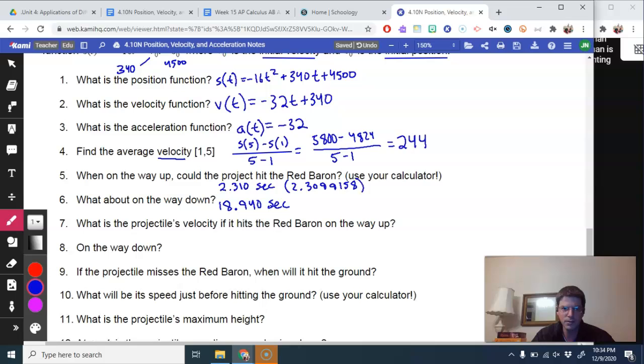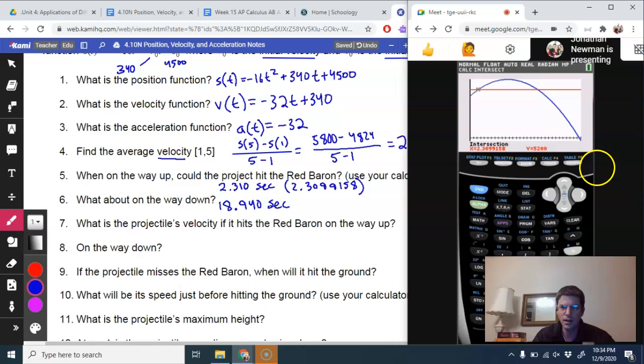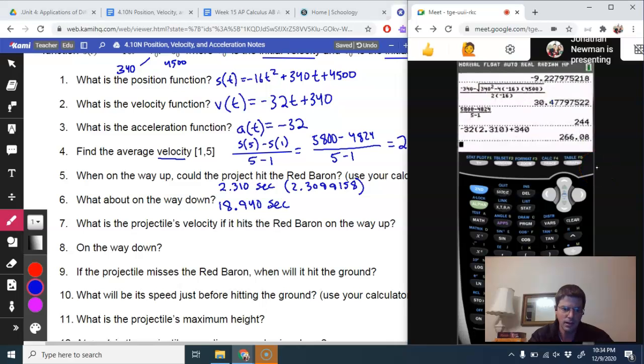2.3099158. I'll have to investigate. I believe there is a way to use a store function in the calculator for that. But in the meanwhile, what I'll do is go ahead and hop back out of here. And let's go up and change this to be more accurate and see if we can't get more decimal places.